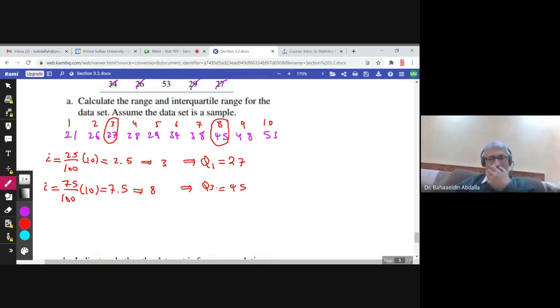Of course, the median here would be in the center, between 29 and 34, and these would be the 3 quartiles. The interquartile range is by definition Q3 minus Q1, so it's 45 minus 27, and this will give you 18.